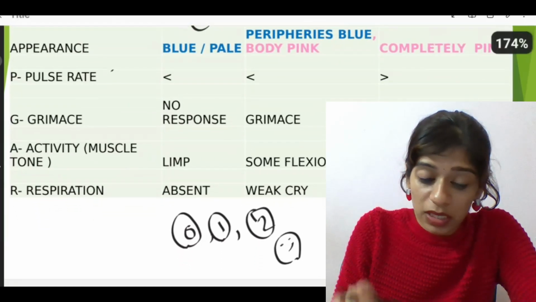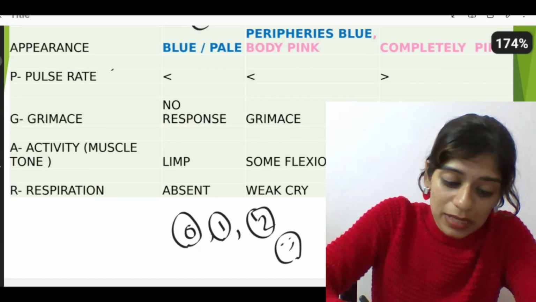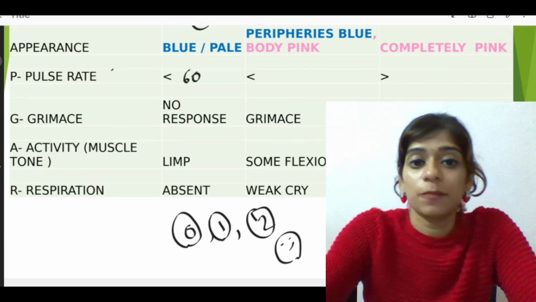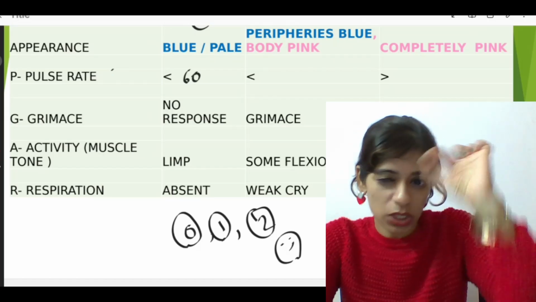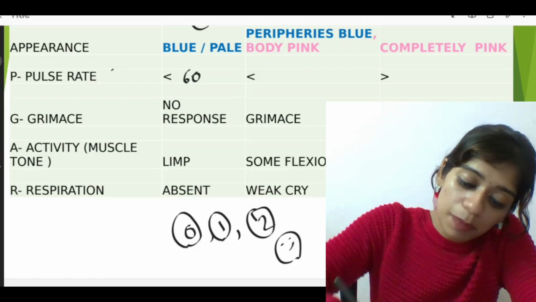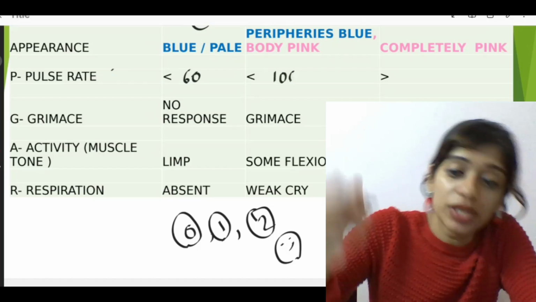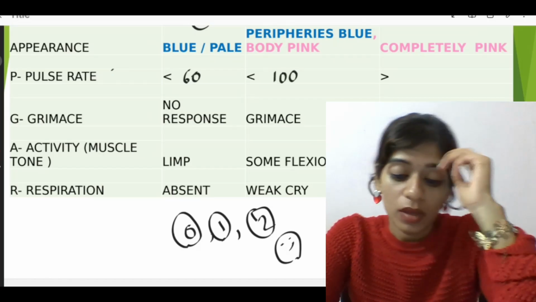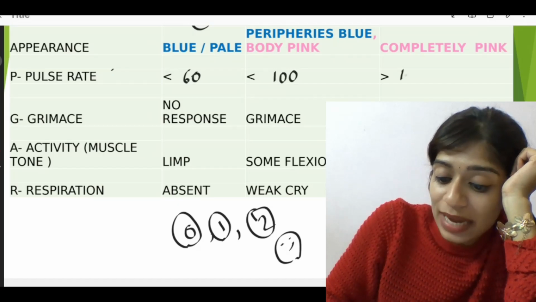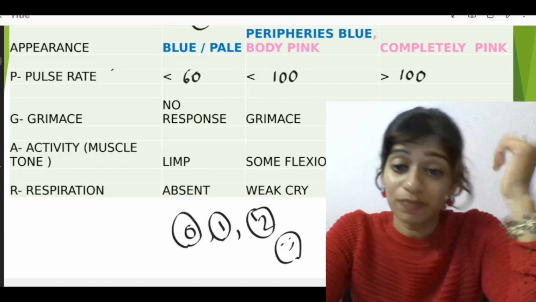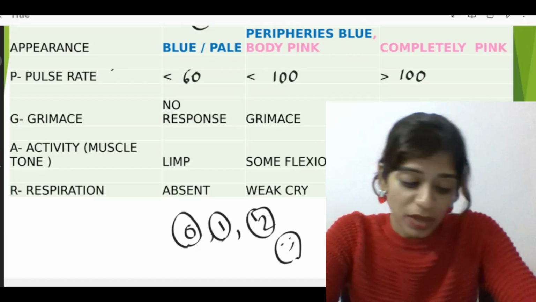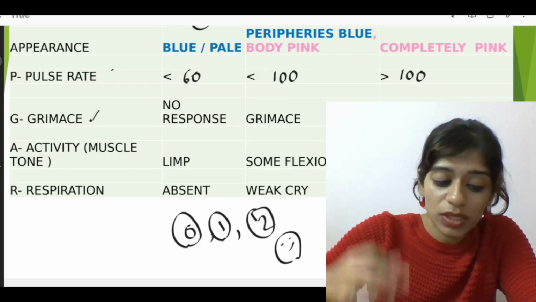See, if the pulse rate is absent, or if the pulse rate is less than 60, you will give a score of 0. It's bad. If the pulse rate is less than 100, you will give a score of 1. If the pulse rate is more than 100, then yeah, it is good. You'll give a score of 2. Easy. Next is grimace. Again, I told you, see, grimace means what?